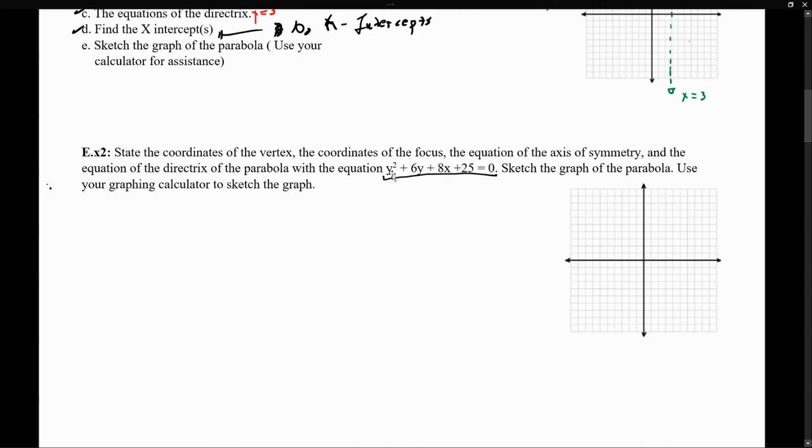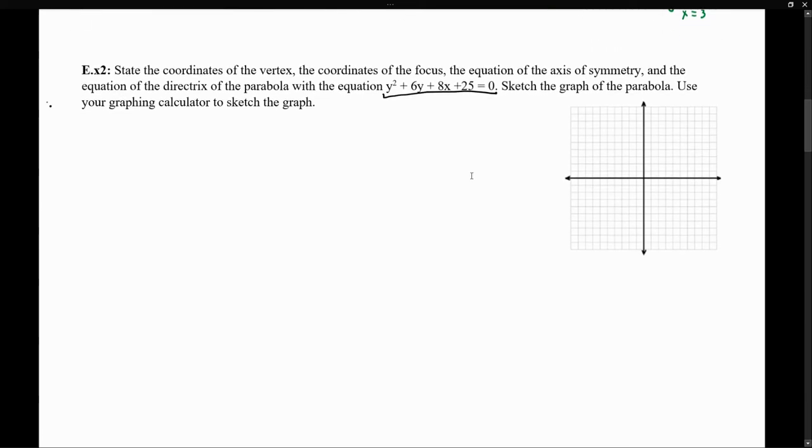But it's not that easy to see where the vertex is in this equation, or what the focal distance is. So how can we get that information given this type of equation, where the equation seems to be just a polynomial? So how do we do that?